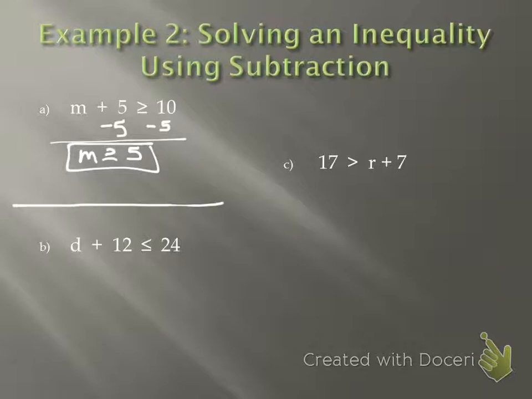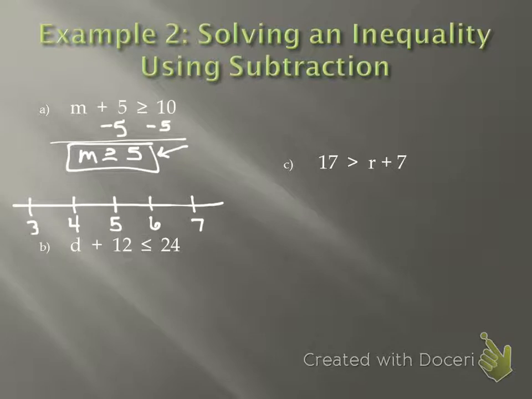Now I need to graph my solution on a number line. So here's my number line. What number goes in the middle? 0. No. My solution goes in the middle. 5 goes in the middle. Now what's the next number after 5, going to the right? 6, and then 7. What's the next number below 5? 4, and then 3.